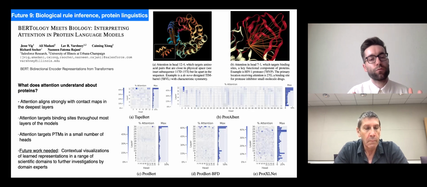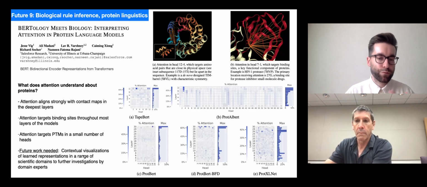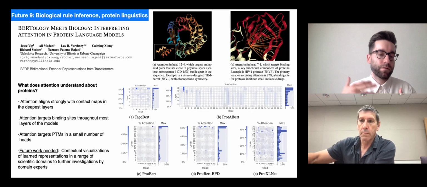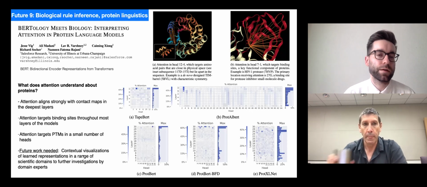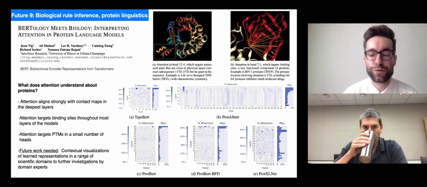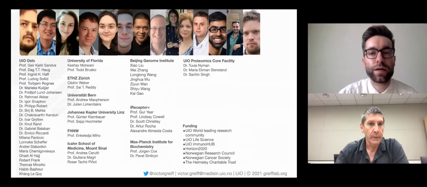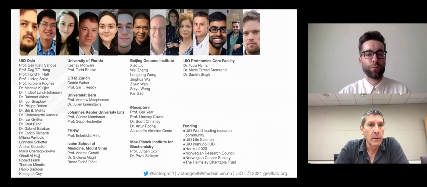So how do we really use these contact maps to visualize and extract these rules from these machine learning models and then map that back to structural rules? I think that will be one important task for the future. And with that, I would like to thank everyone, and I'm open for questions.